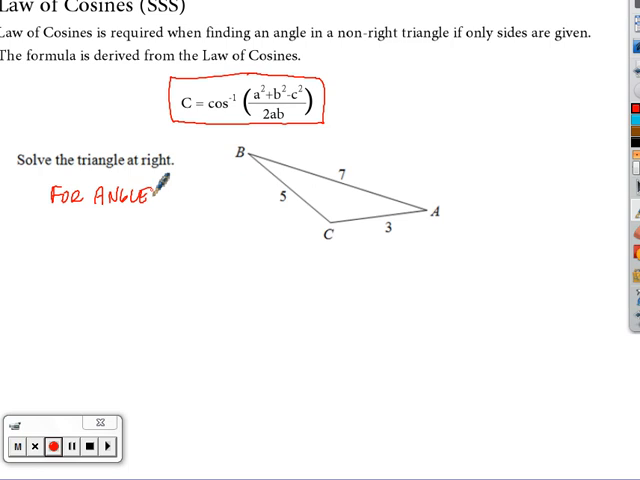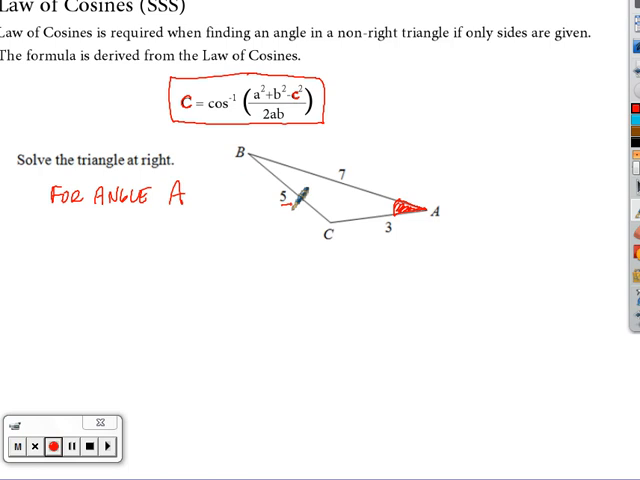angle A. So if this is the angle we're looking for, and that is important, because the angle we're looking for needs to match the opposite side, or its corresponding side. So we have to be careful. The 5 is going to go in for the c squared, whereas the 7 and 3 will go in for the a and the b.